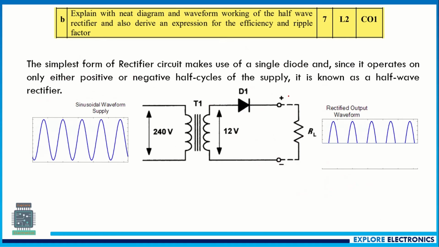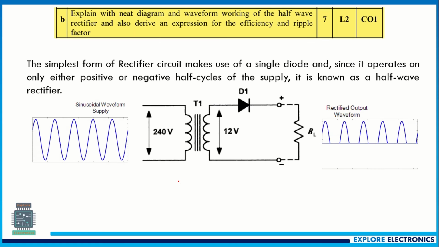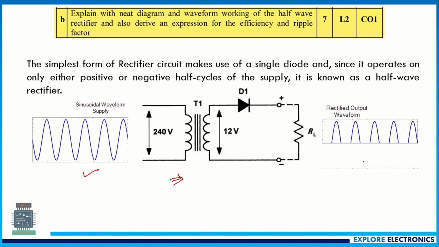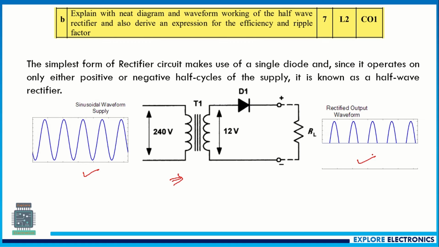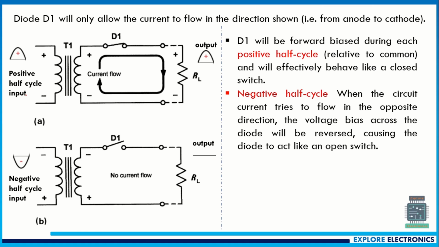And explain with a neat diagram and waveform the working of a half wave rectifier. This is the circuit of the half wave rectifier. This is the input wave we are going to apply. We are going to get the output like this. This is the rectified output of the half wave rectifier. And you need to explain what happens when we apply the positive half cycle of the input and the negative half cycle of the input.